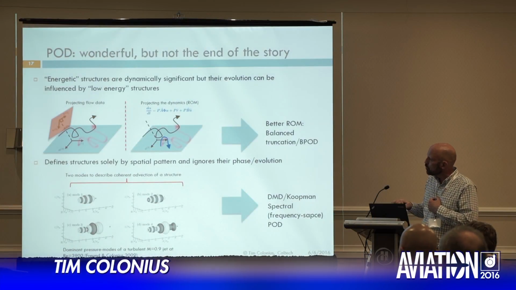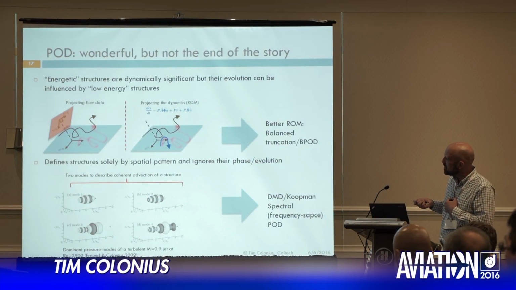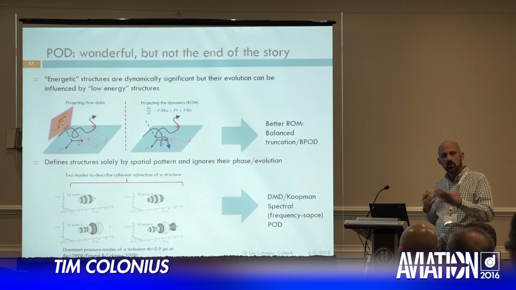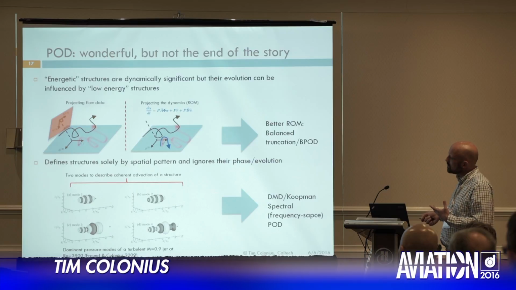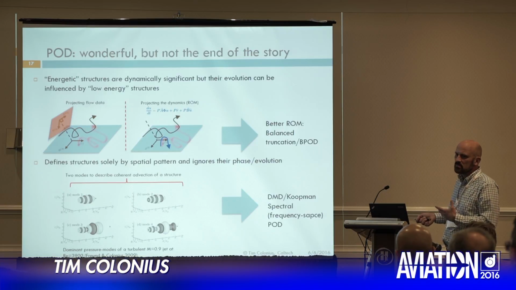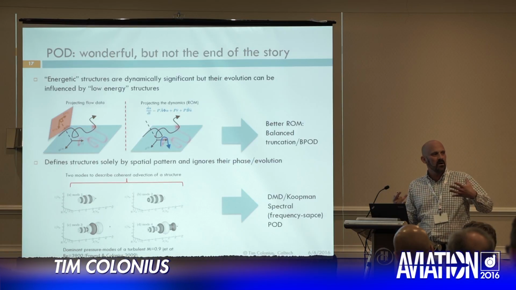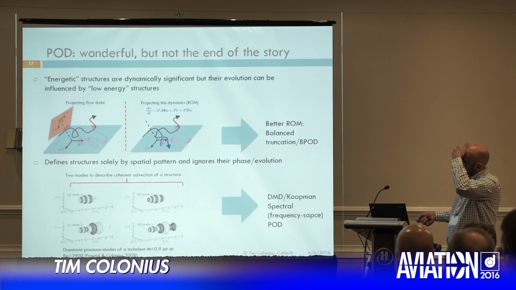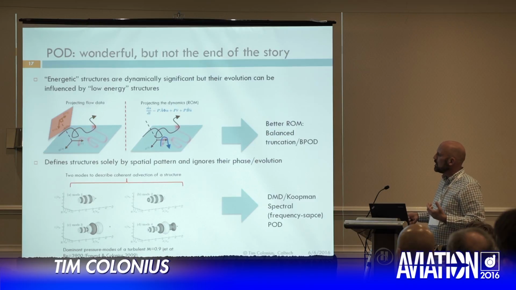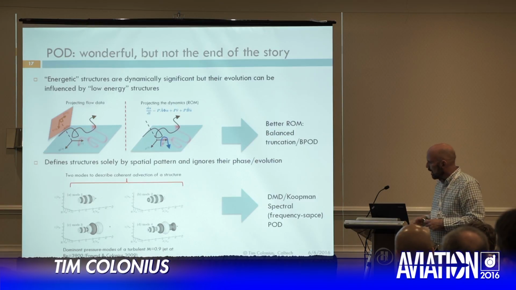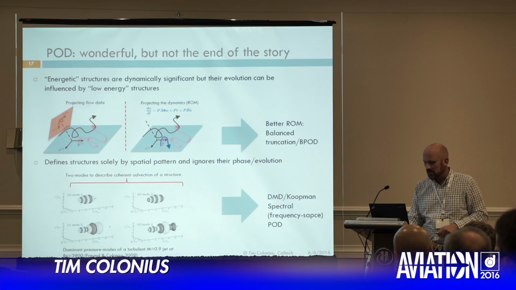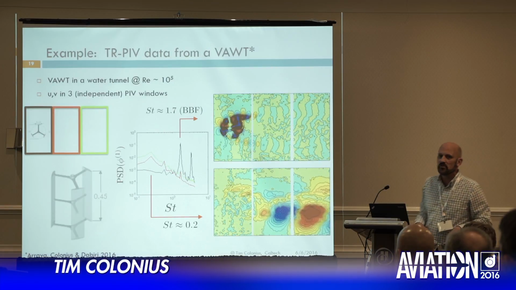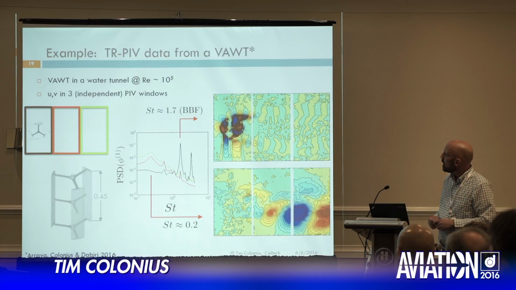And another important topic is that POD, at least in this version, defines things solely by their spatial structure. And when you're dealing with things like advecting modes, PODs would always have to come out as a pair of modes to represent a traveling wave or an advecting flow structure. And it's nice to get that more automatically. And there are techniques like DMD, Koopman, and spectral POD that give those things to you. I was going to do an example of spectral POD. Here's a beautiful movie that you can appreciate while I take questions.